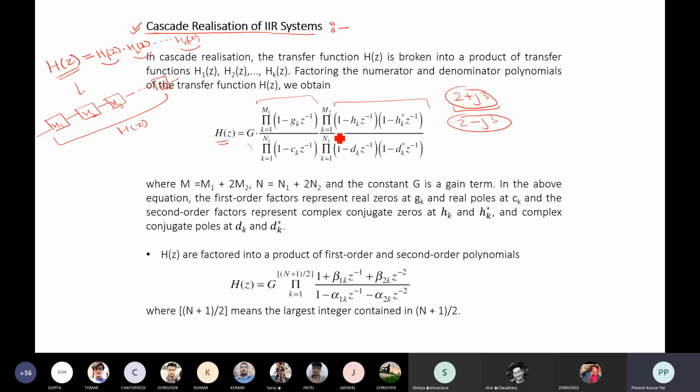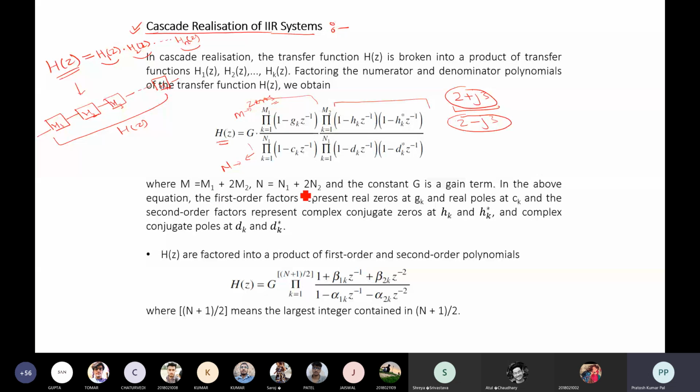Here m is for zeros. The numerator represents the zeros and the denominator represents the poles, which is represented by n. So m will be m1, with k from 1 to m1, so m1 terms, plus 2 times m2, because m2 will have two terms: one term as a separate transfer function and another as the second transfer function. So m equals m1 plus 2 m2. Similarly, the complete n will be n1 plus 2 times n2.